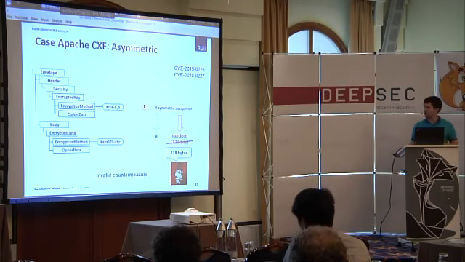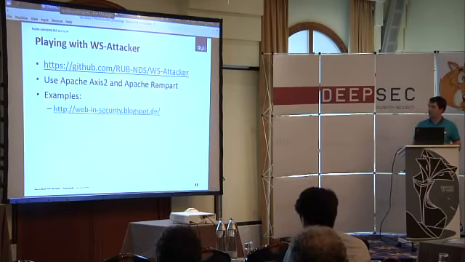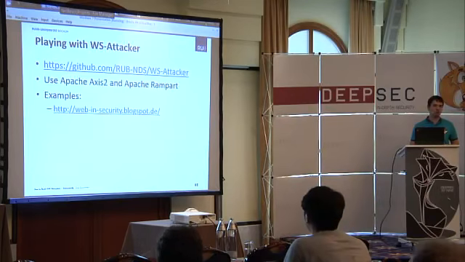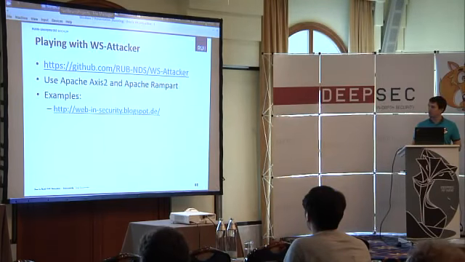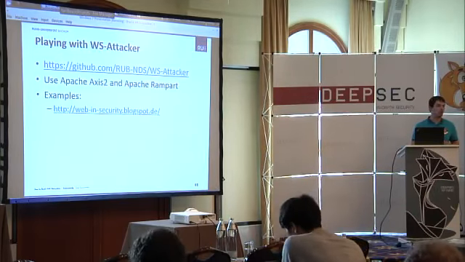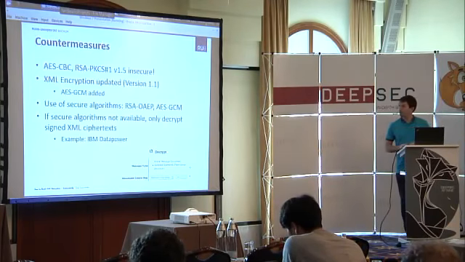Okay, so if you want to play with it, go to GitHub, there's our WS-Attacker. If you want to play with some web services, I encourage you to use Apache Axis2, because it is vulnerable to most of the attacks that WS-Attacker can provide. So this is quite nice. And if you want some examples on the configuration of Apache Axis2 and how to get it running, go to our blog post.